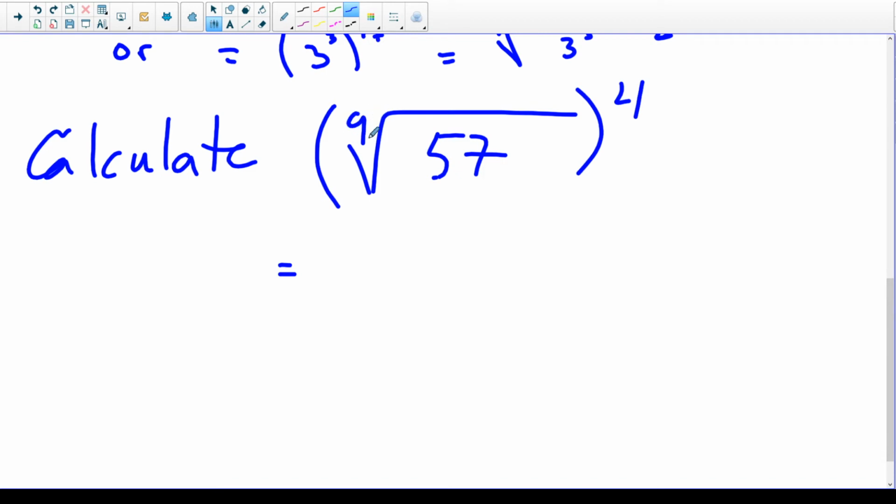Now, even if it does have an X root button, I still feel like it's faster to just rewrite it as a power. So it would be 57. And the type of root is the denominator of the power. And the outer power is the numerator of the power, okay? And if I put a bracket around that, I could just type that into my calculator, 57 to the power of bracket 4 divided by 9 bracket, and that'll give you your answer, which I'm going to allow you to figure out on your own, okay?